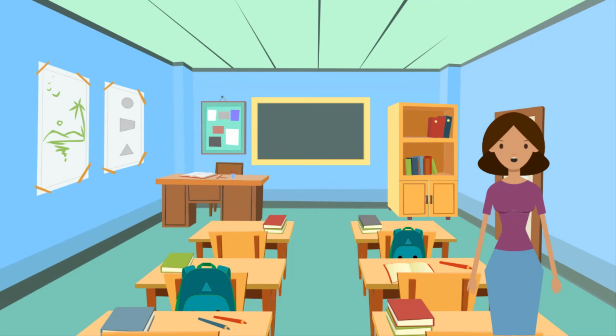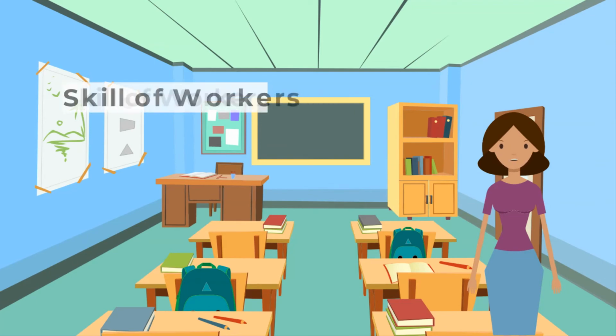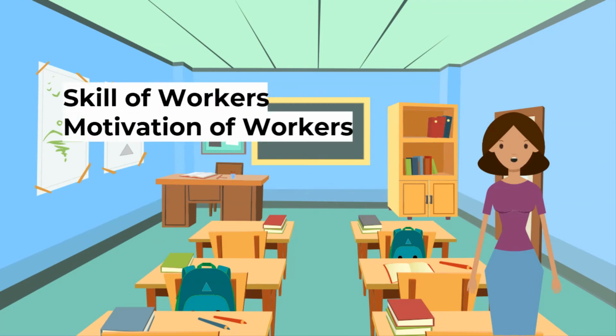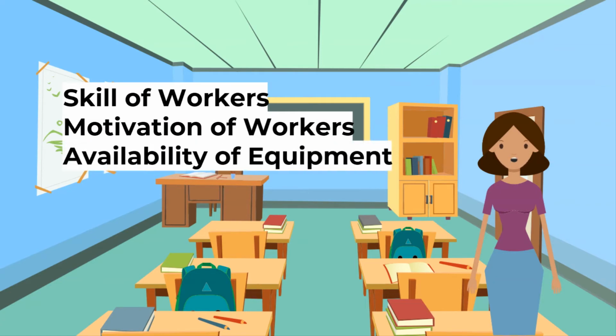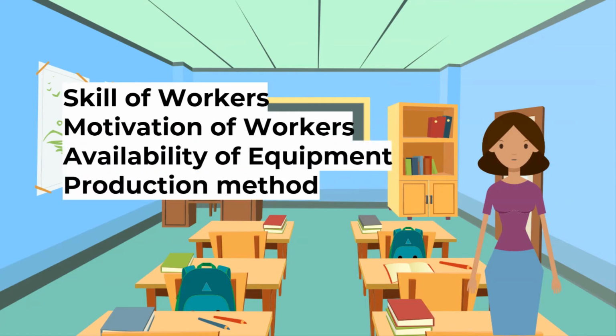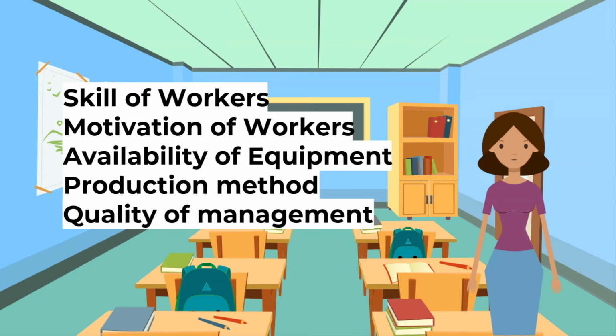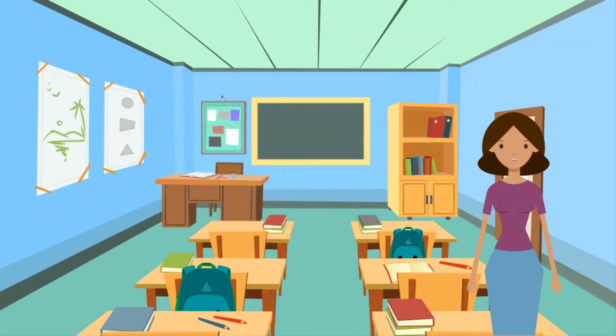What are the factors affecting labor productivity? Skill of workers, motivation of workers, availability of equipment, production method, quality of management. One question to think about is, what could a business do to improve these factors in order to improve labor productivity? What is the importance of productivity? Well, for the same amount of inputs and the same costs, you can get more output, which equals lower average cost per unit.